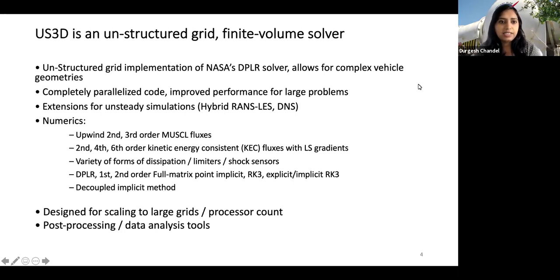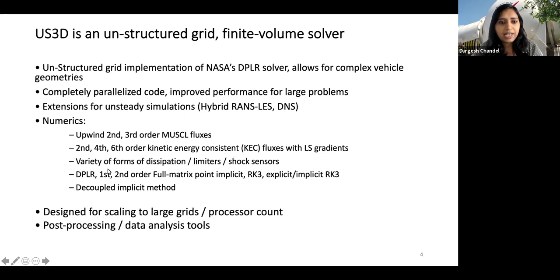The solver has extensions for unsteady simulations such as hybrid RANS, LES, DNS, etc. Numerics is mainly upwind schemes using modified Steger-Warming methods and MUSCL fluxes. And we also have high order low dissipative fluxes, which are kinetic energy consistent fluxes, KEC. So we have second, fourth, and sixth order. These flux schemes give great numerical accuracy for problems with large Reynolds numbers. I will show some of the examples going forward.